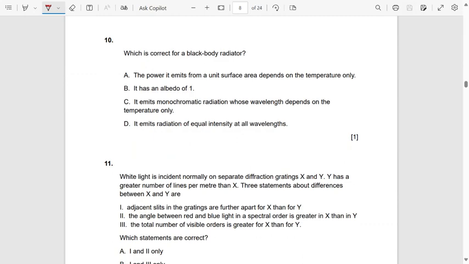Which is correct for a black body radiator? Okay, so the answer is actually A, but I'm going to work backwards so I can explain all of them. For D: a black body radiator emits radiation of equal intensity at all wavelengths. Well, that is not true.